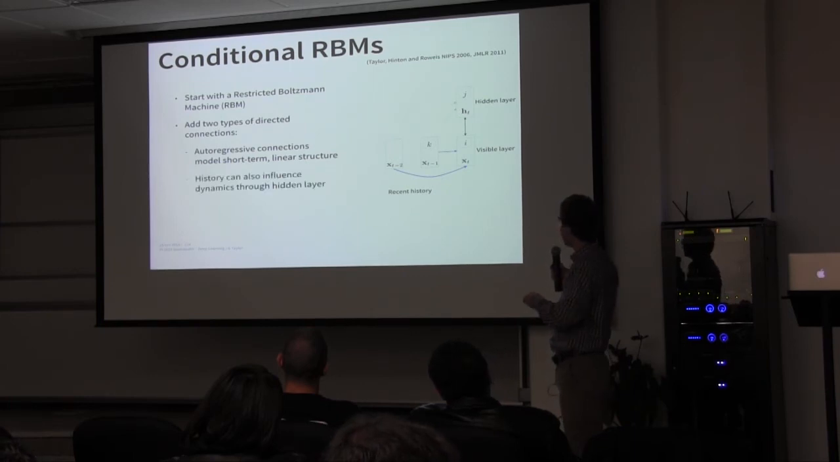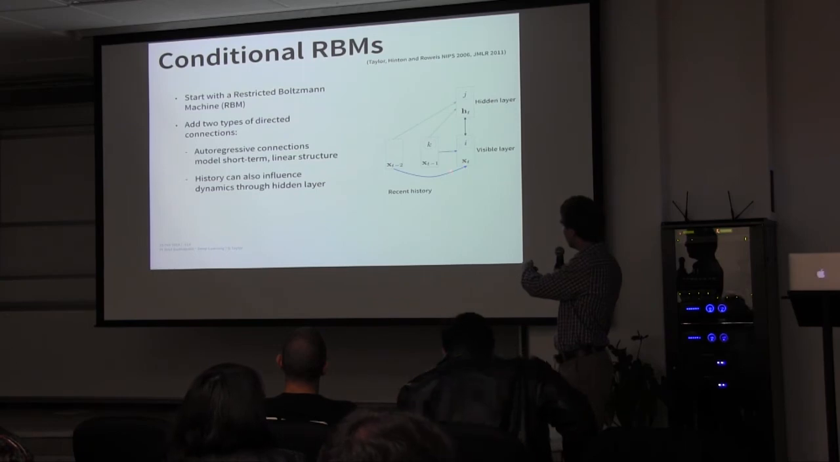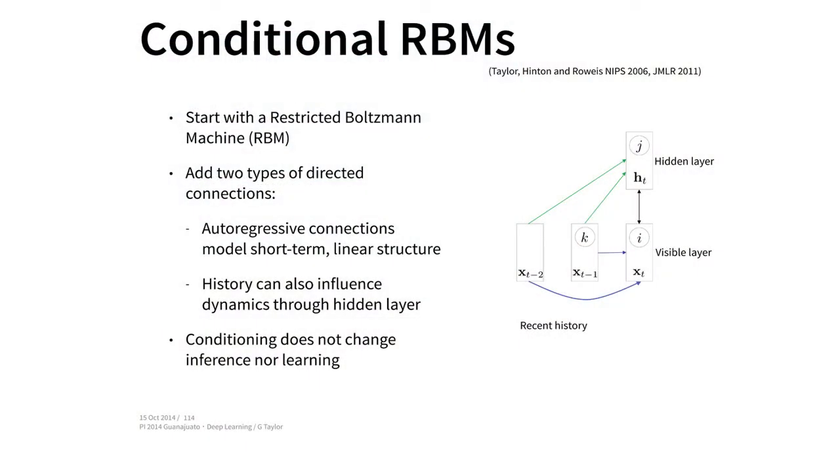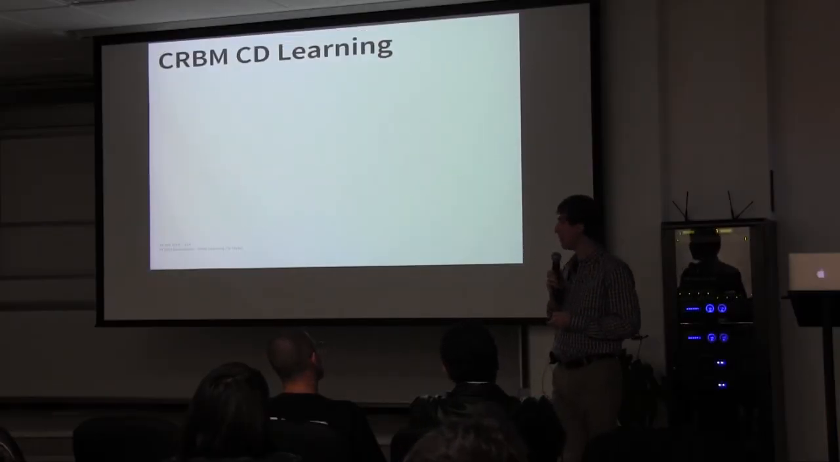However, we also add connections between the past to the current hidden layer. Okay? So the history can allow us to model short-term linear structure that's picked up by the autoregressive connections, and the history can also influence the dynamics of the model through the hidden layer. The cool thing about this is that conditioning is not going to change the inference or the learning procedure.